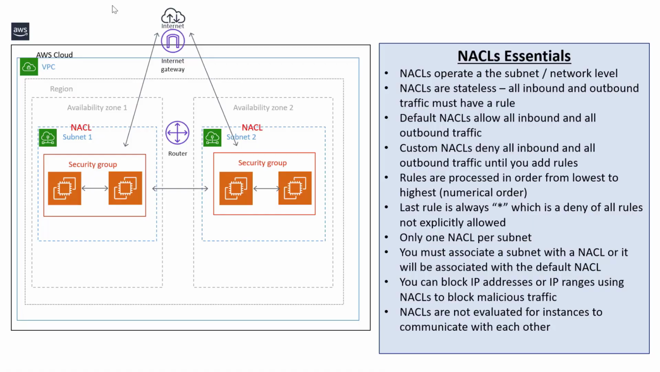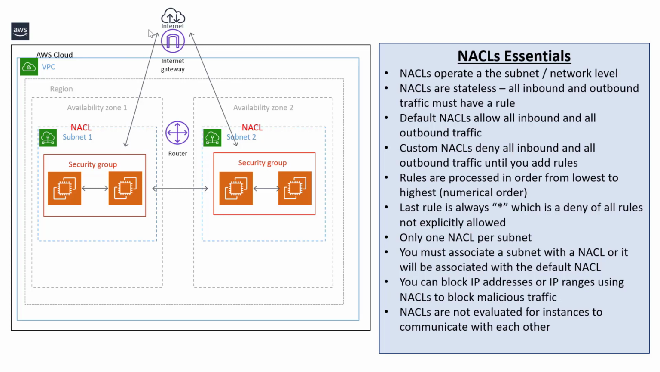We are on our NACLs Essentials page, and we just want to go over a few things here. So NACLs provide stateless security filtering around the subnet at the network level. Since NACLs are stateless, all inbound traffic must have a rule and all outbound traffic must have a rule. Default NACLs allow all inbound traffic and allow all outbound traffic. However, custom NACLs deny all inbound traffic and deny all outbound traffic until specific rules are added.